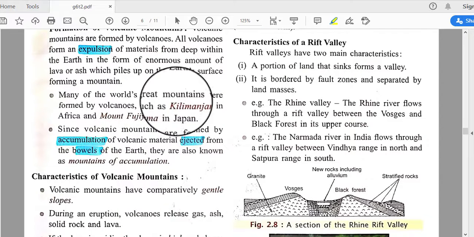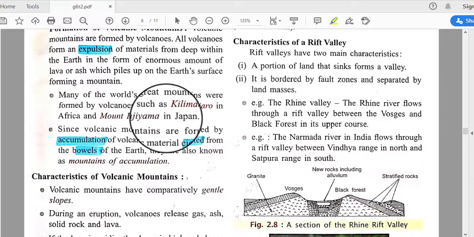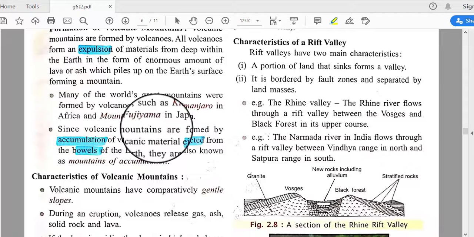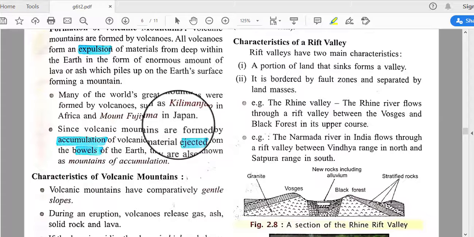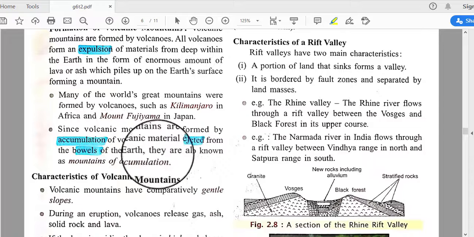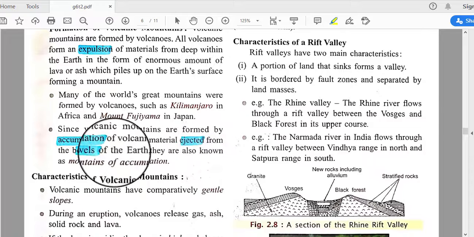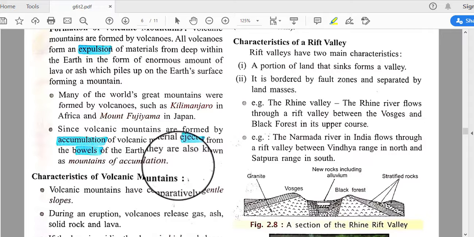Many of the world's great mountains were formed by volcanoes, such as Kilimanjaro in Africa and Mount Fujiyama in Japan. These are very famous mountains. Since volcanic mountains are formed by the accumulation of volcanic material ejected from the bowels of the earth, they are also known as mountains of accumulation.